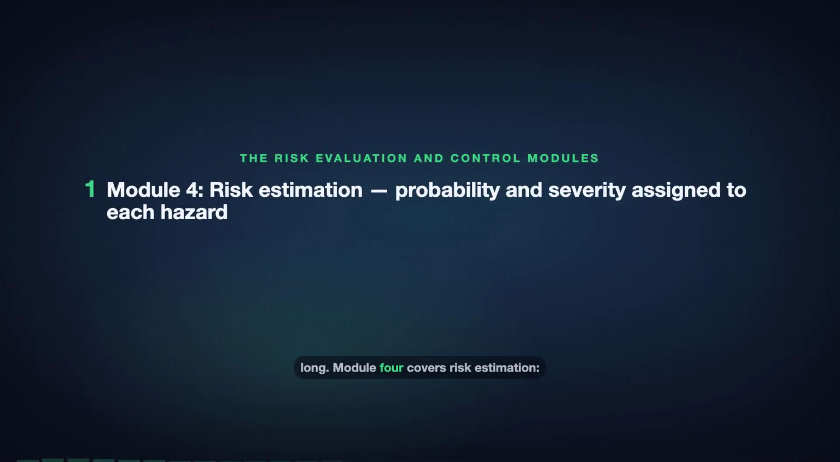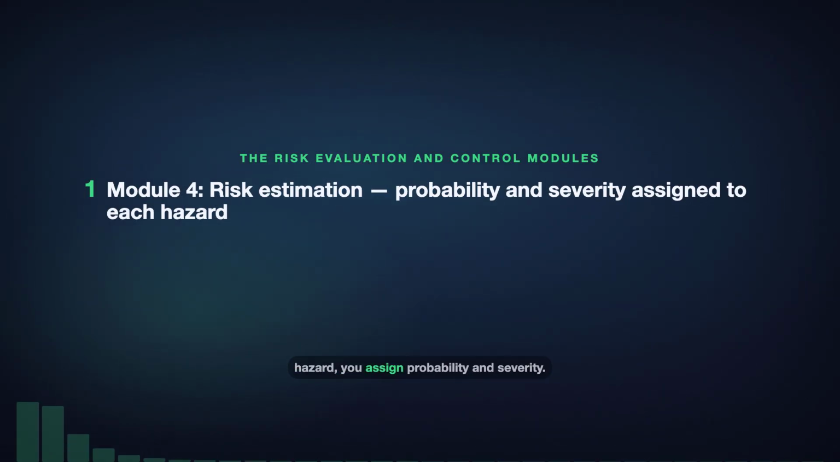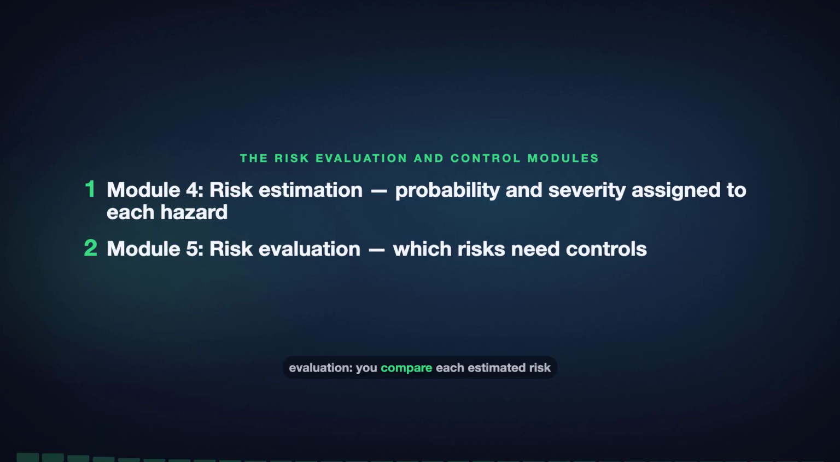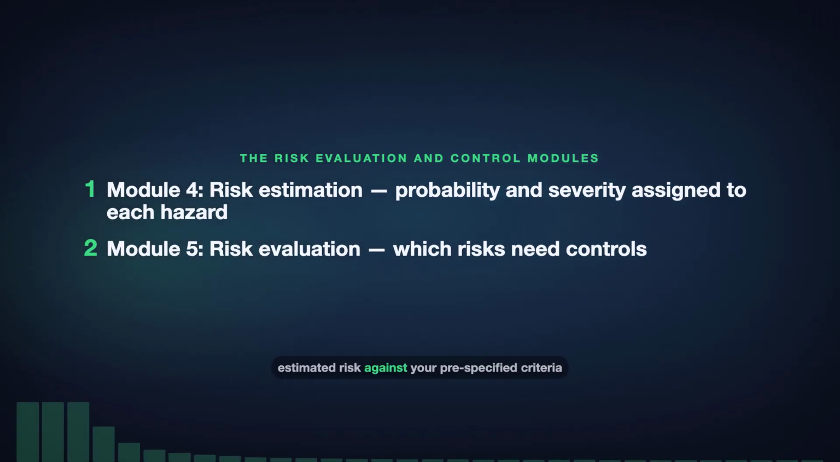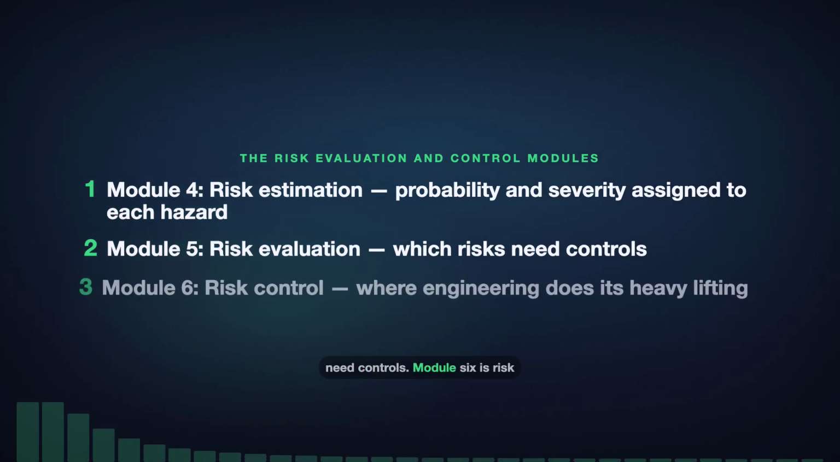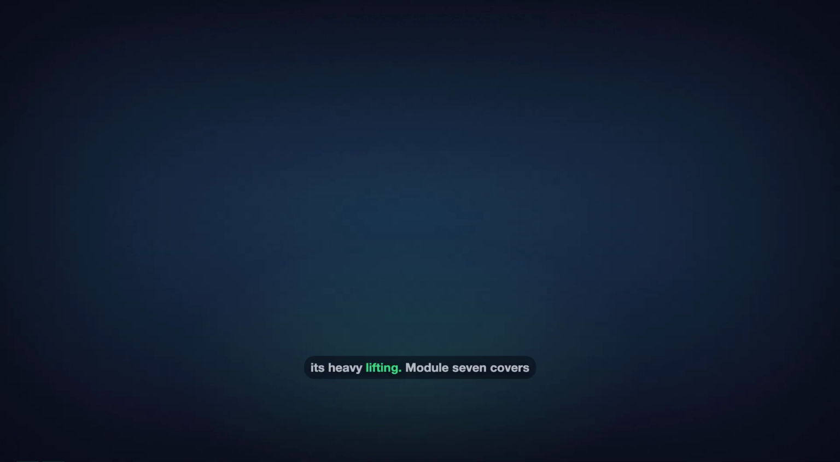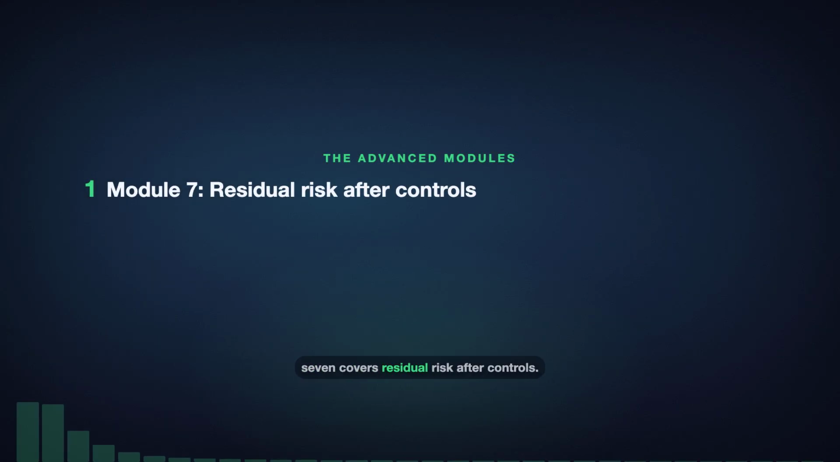Module 4 covers risk estimation. For each hazard, you assign probability and severity. Module 5 is risk evaluation. You compare each estimated risk against your pre-specified criteria and learn which ones need controls. Module 6 is risk control. This is where engineering does its heavy lifting. Module 7 covers residual risk after controls.